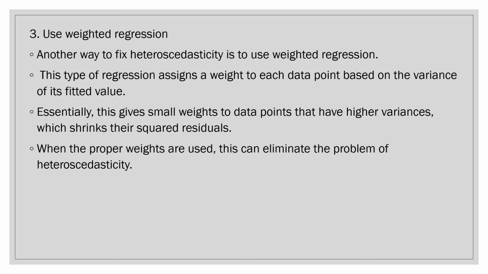Or else you can go for the weighted regression method. This type of regression assigns a weight to each data point based on the variance of its fitted value. This gives small weights to data points that have higher variances, and also this will help to shrink their squared residuals. When proper weights are used in the models, this will be able to eliminate the problem of heteroscedasticity.